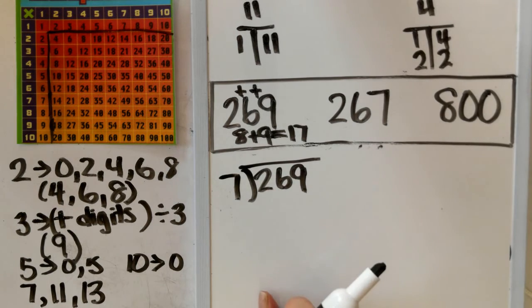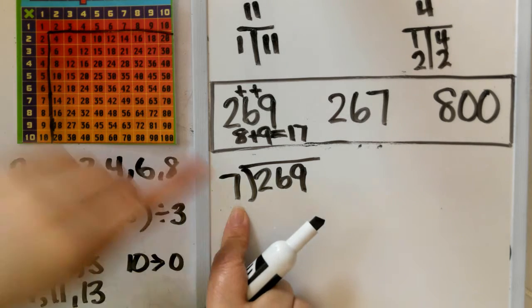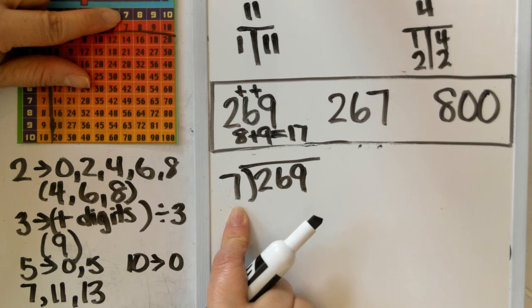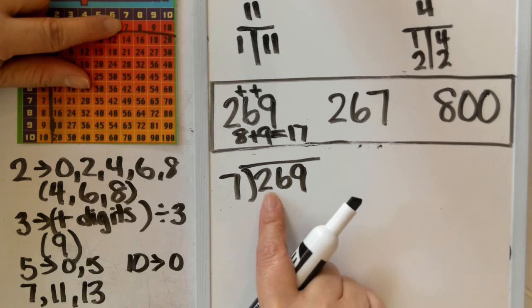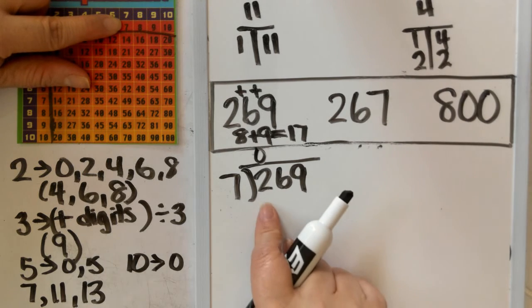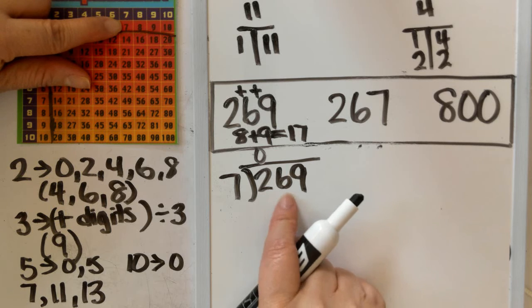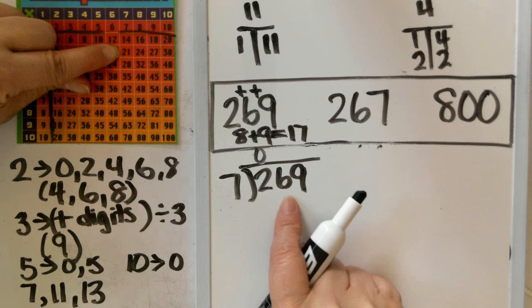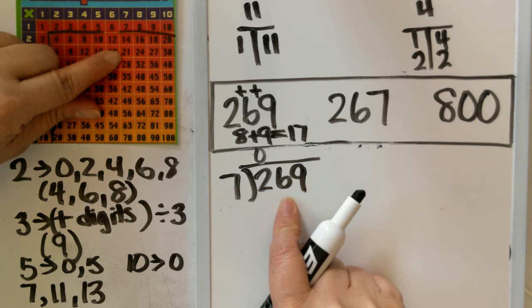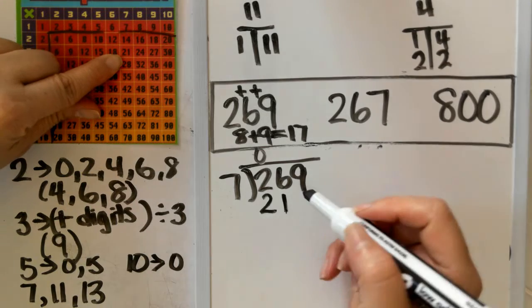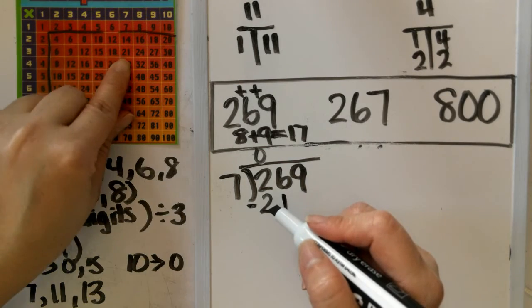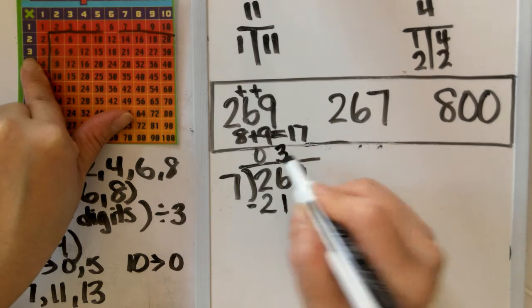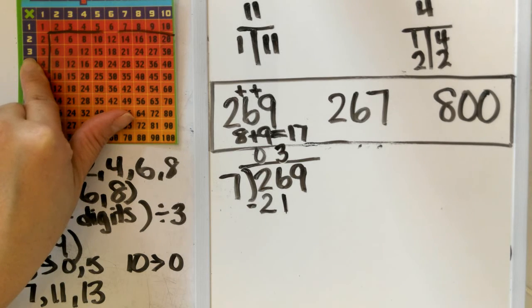I can use my multiplication chart. Since I'm dividing by 7, I can put my finger on the 7's column. And I know 2 cannot be divisible by 7. So I put a 0 up there because the first number in the 7's column is actually 7 itself. 2 is too low. So then I check to see where in this column I can go as close to 26 without going over. And it looks to me like 21 is the first number that I can get to. And in order for me to get to 21, I can make 3 groups of 7.